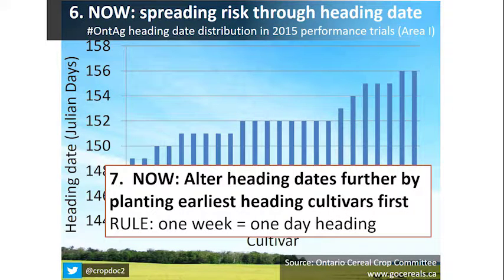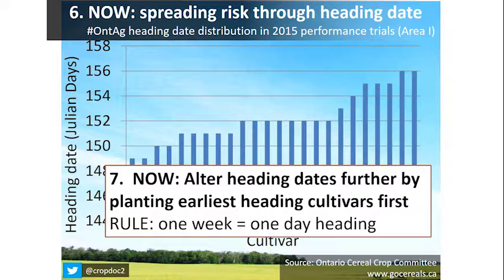And then in addition to changing the wheat varieties, we can spread these heading dates out a little bit further. And this is number 7, just a short number 7, and that is that we can plant our earliest varieties first and our latest varieties last. That's another approach to spread these heading dates out a little bit more, because a 1 week delay in planting results in a 1 day delay in heading.